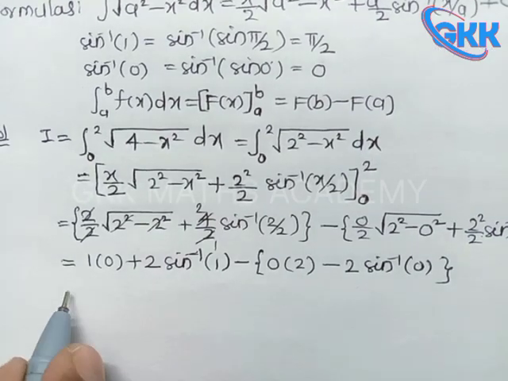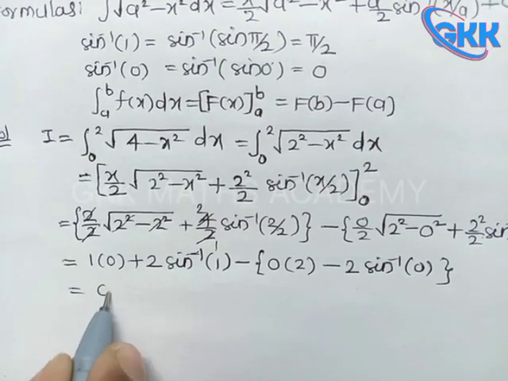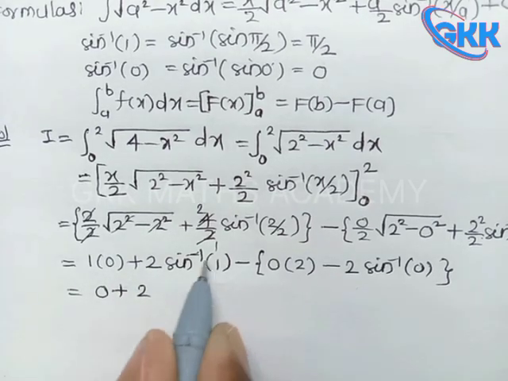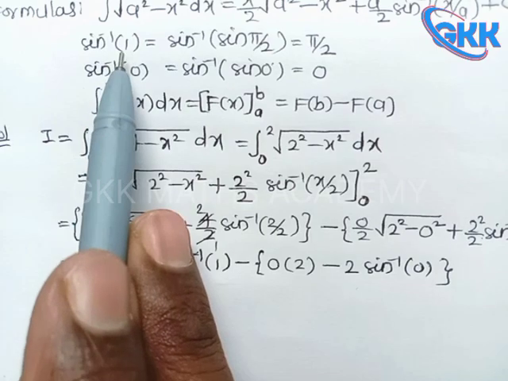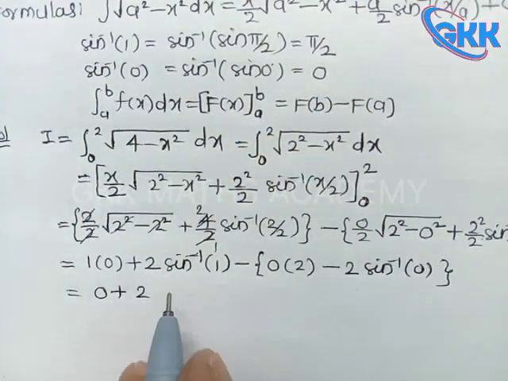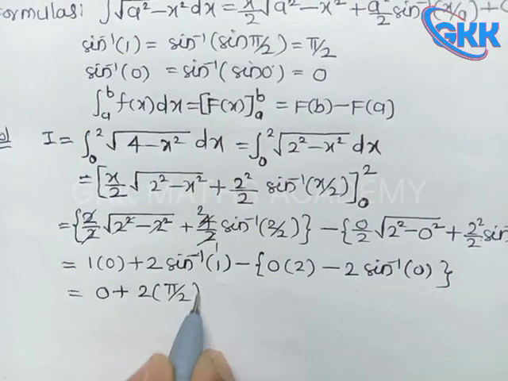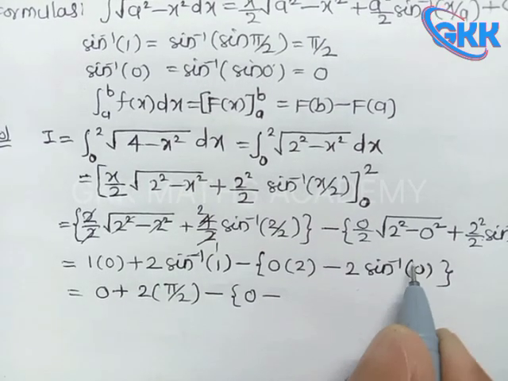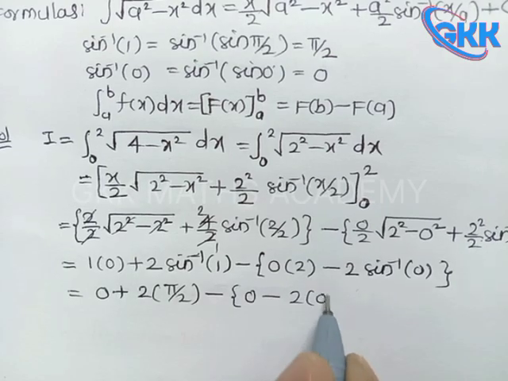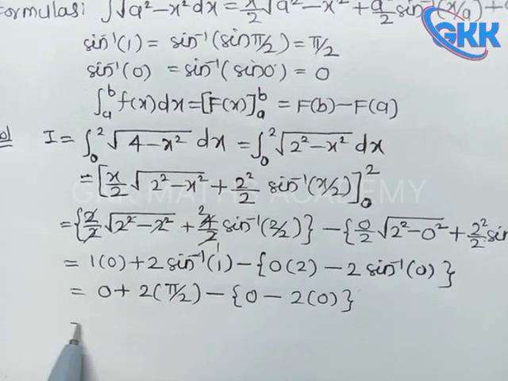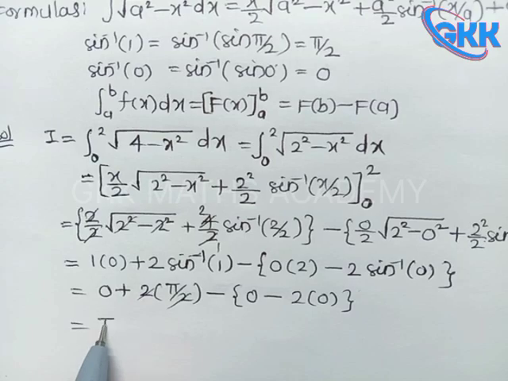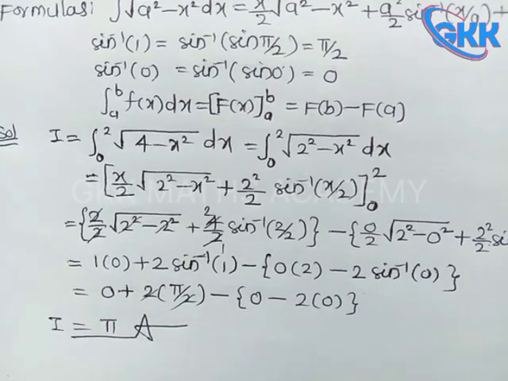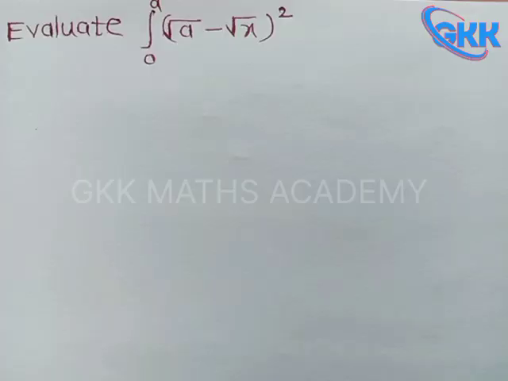Clear? Now 1 times 0 is 0, and 2 sine inverse 1. What is the value of sine inverse 1? Directly I am writing pi by 2. So pi upon 2 minus this total value 0, since sine 0 value is also 0, 2 times 0. Total you will get 0. Directly the answer: 2 gets cancelled. Our final answer is pi. This is our required answer for this question.